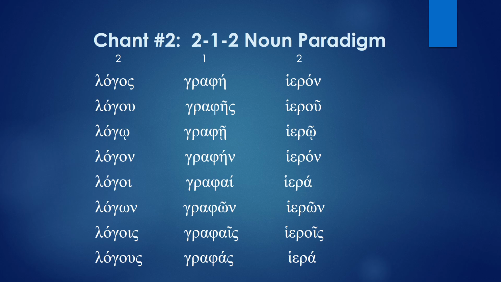And now we'll say them 3 times, the chant without explanation, just the straight chant. Logos, logu, logo, logon, logoi, logon, logois, logus. Graphe, graphes, graphe, graphane, graphai, graphone, graphais, graphas. Hieron, hieru, hiero, hieron, hiera, hieron, hierois, hiera.